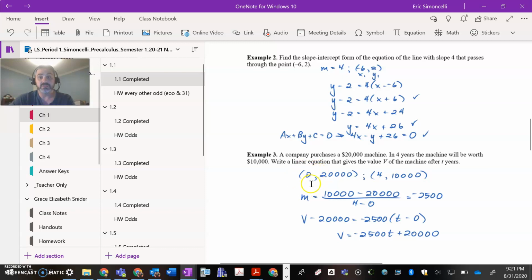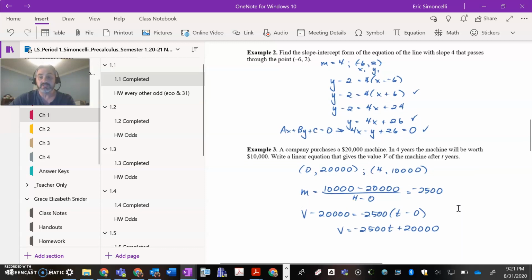Zero years have elapsed and it's obviously $20,000. After 4 years have elapsed, we're at $10,000. So if you use these two ordered pairs, and again the context of really what we've seen thus far with y2 minus y1 divided by x2 minus x1, so 10,000 minus 20,000 divided by 4 minus 0, we end up with negative 2,500. And because that's the slope, I can pick one of these 2 points.